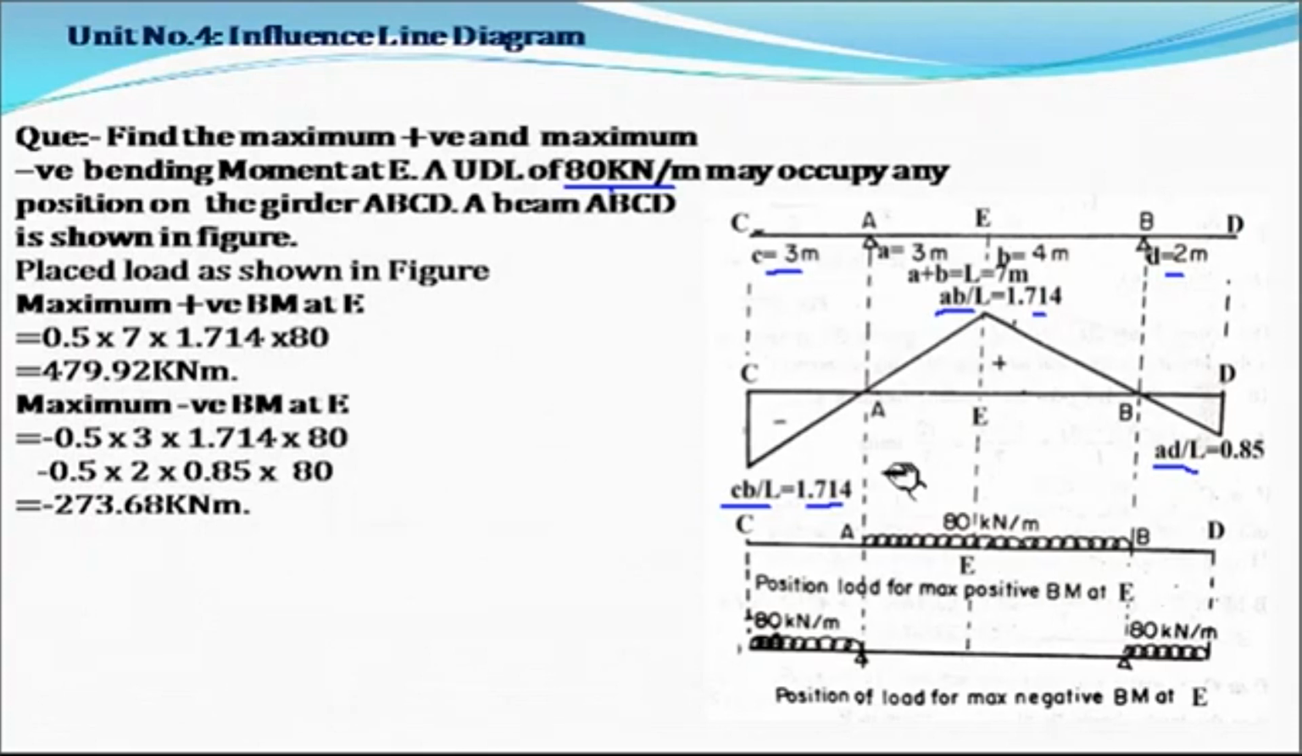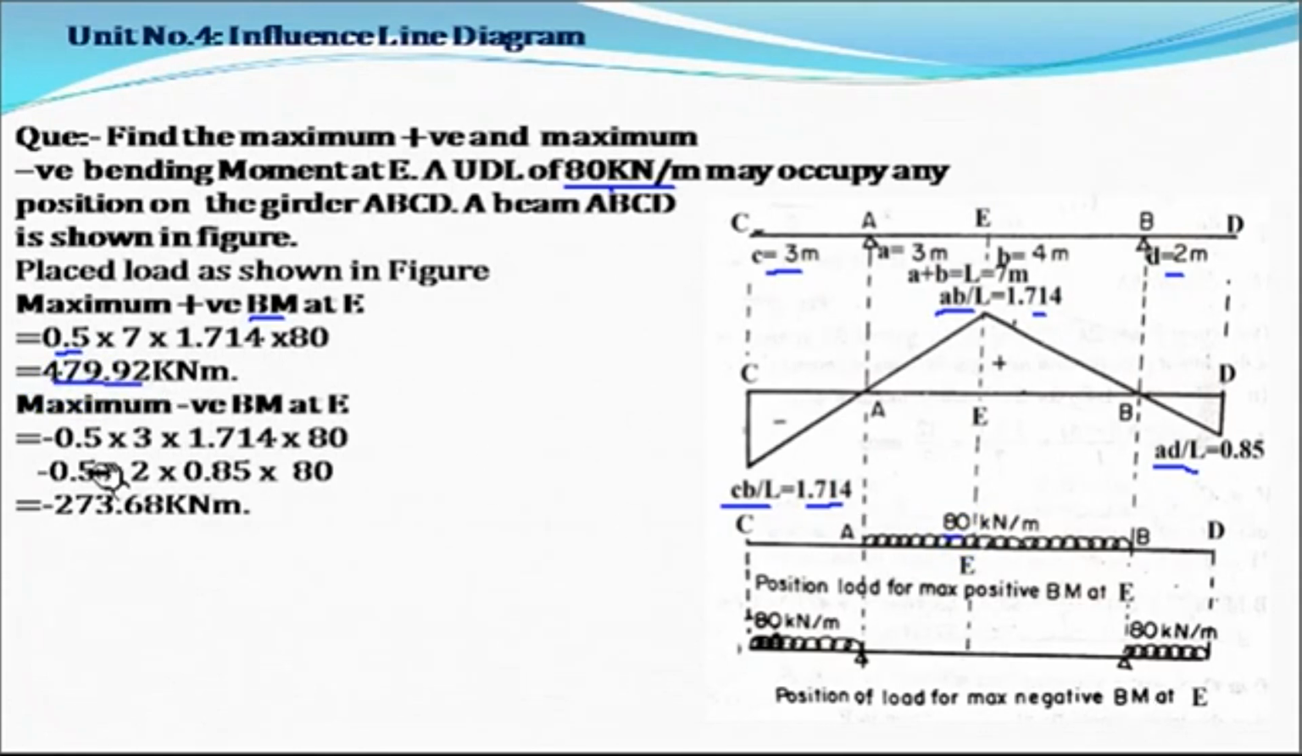Now the figure in the influence line diagram below the UDL is a triangle. So the maximum positive bending moment at E will be 1/2 base. Here the base, this total length is L, which is equal to 7, into the ordinate 1.714, into the intensity of UDL, which is 80. If we solve this, we'll get this value.